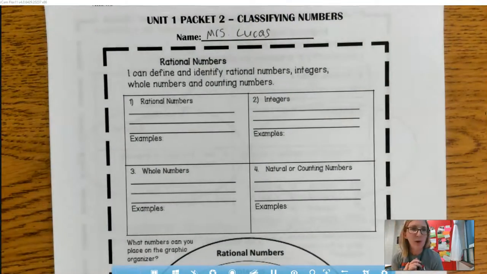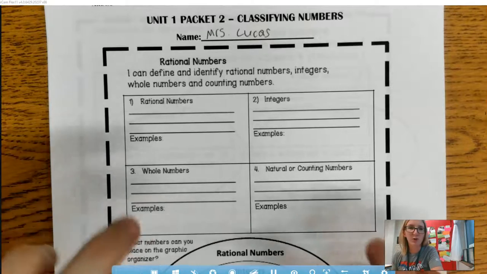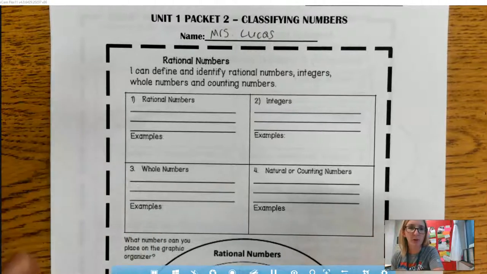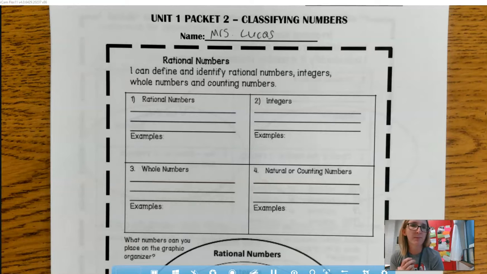Alright, rational numbers. And remember, these notes are in your class notebook, so you can print them, download them, whatever you want. So our learning objective: I can define and identify rational numbers, integers, whole numbers, and counting numbers. You may have heard of these numbers before, but you might not know the specific distinctions between them. We will find that out today.